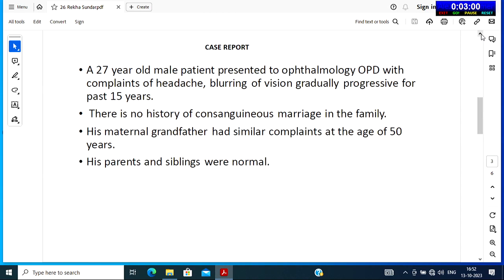So, case report: a 27-year-old male patient presented to the Department of Ophthalmology with headache and blurring of vision, which is gradually progressive for the past 15 years. There is no history of consanguineous marriage in the family, but his maternal grandfather had similar complaints at 50 years of age. His parents and siblings were normal.